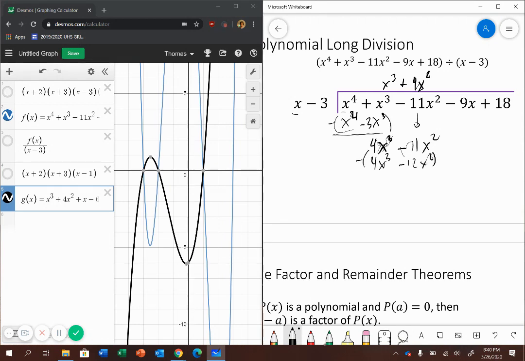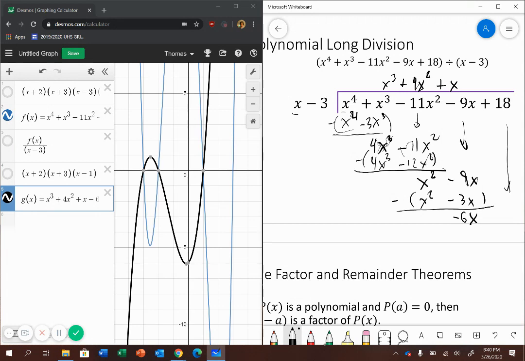I'm going to subtract here. We're going to be left with just positive x squared, because negative 11x squared minus a negative 12x squared is positive 1x squared. We're going to bring down the 9x. How many times does x go into x squared? It goes in x times. Then x times x is x squared. X times negative 3 is negative 3x. Subtract here again. We get 0, and then negative 9x minus negative 3x is a negative 6x.